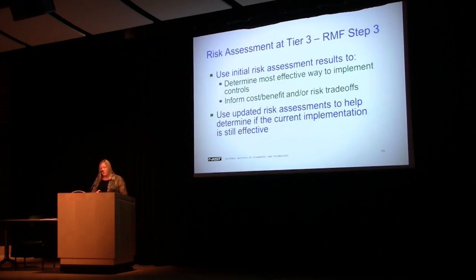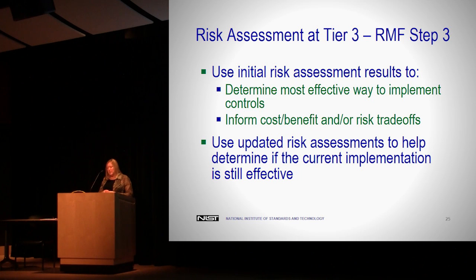And in step 3 of the risk management framework, which is the implement step, you can use the risk assessment to help you determine the most effective way to implement your controls. We all know, especially if we looked at 53, but even if we haven't, there are a lot of different ways that you can implement controls that make a difference in how the control functions and its effectiveness. So you can use the risk assessment results to help you determine how you're going to do specific implementations. And it can also help inform a cost-benefit analysis or any risk trade-offs.